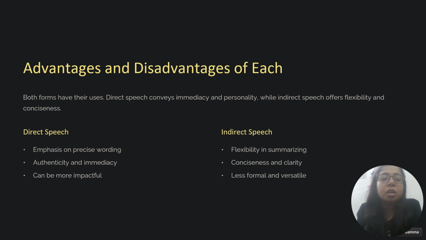Coming to the advantages and disadvantages of indirect speech, first is flexibility in summarizing. If you are summarizing something in your own words, of course you're flexible; you don't have to mug it up. Then conciseness and clarity. You need conciseness and clarity in indirect speech, otherwise the meaning will be changed and miscommunicated. Then it is less formal and versatile, because the speaker is saying it on their own.